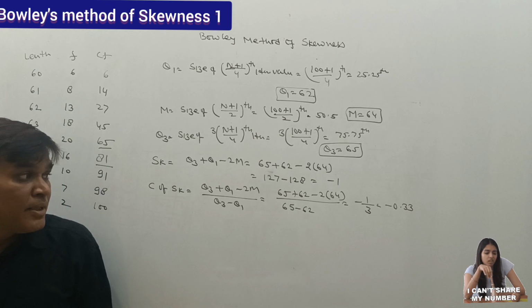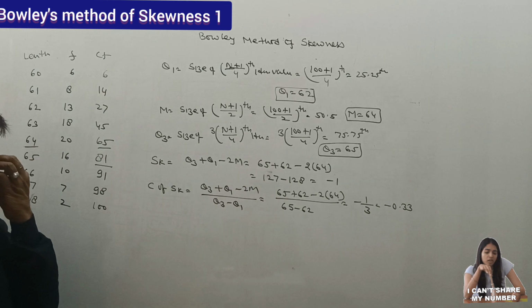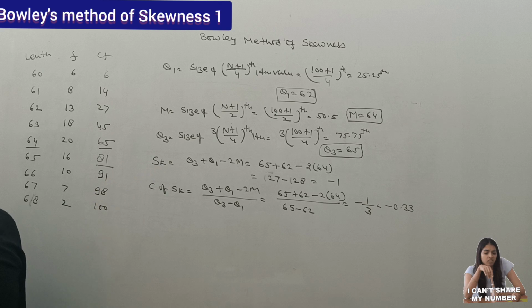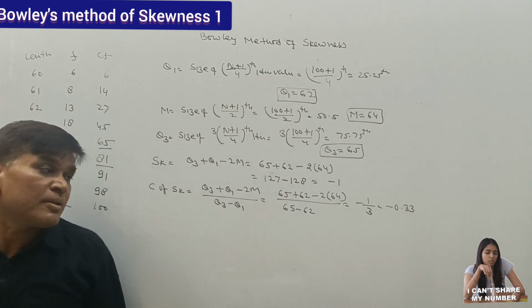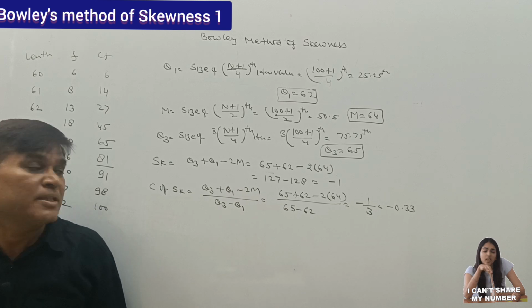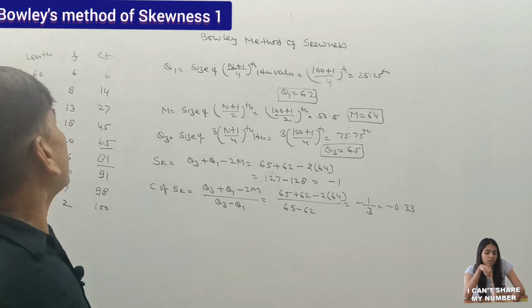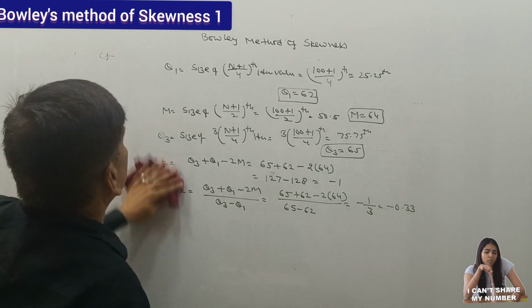So in the case of a discrete series, we can very easily calculate the value of Q1, the value of Q3 and the value of median. With the help of median, Q1 and Q3, we can calculate Bowley's skewness, that is Q3 plus Q1 minus 2m, and the coefficient of Bowley, that is Q3 plus Q1 minus 2m divided by Q3 minus Q1.